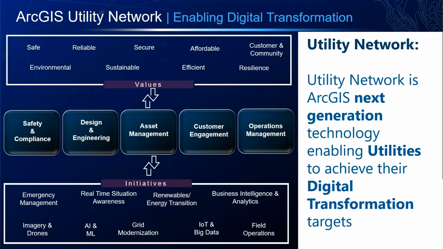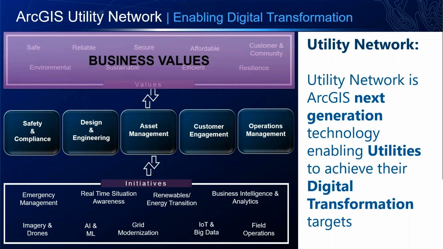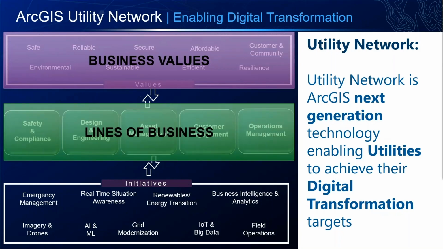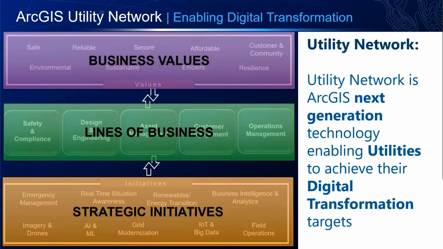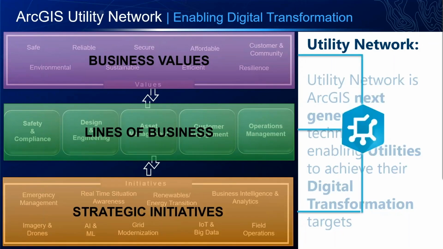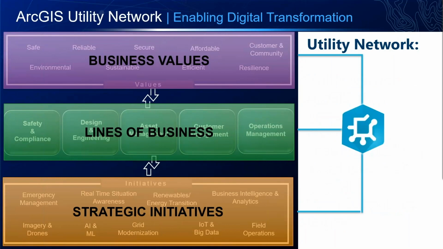And then you align that into solving real business initiatives, whether it's emergency management, renewables, grid modernization strategy, the IoT, big data, whether it's 5G and telecom. All these different initiatives are real, and the utility network is a key component as being that enabling technology. So we align it to business values. We apply it across these lines of business, and we understand how it applies to these strategic initiatives. And what you'll find is the utility network is an underpinning technology that enables this.